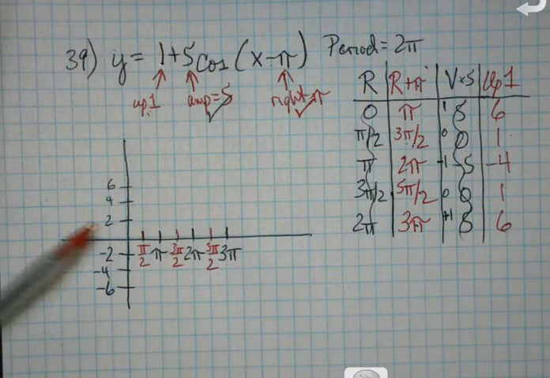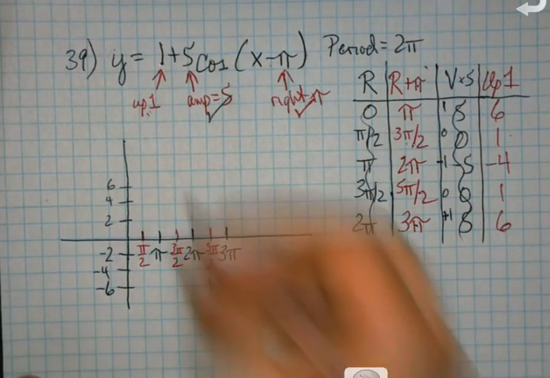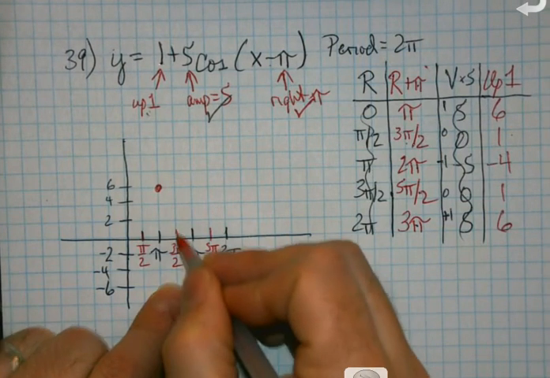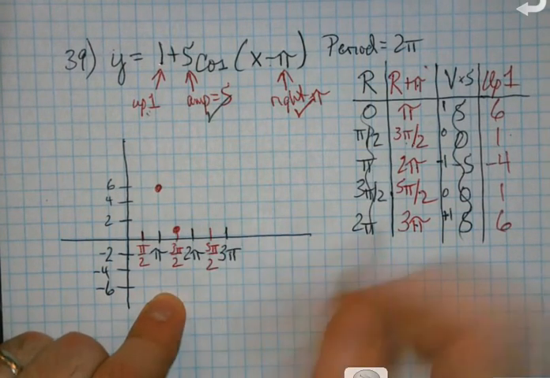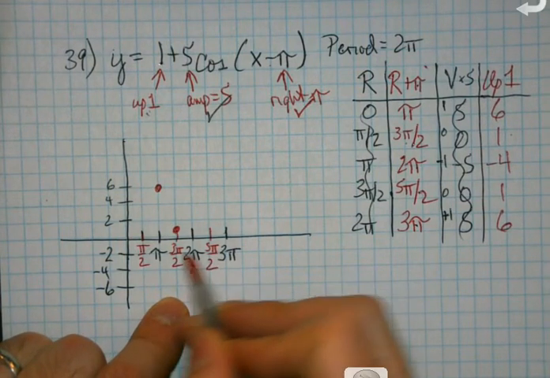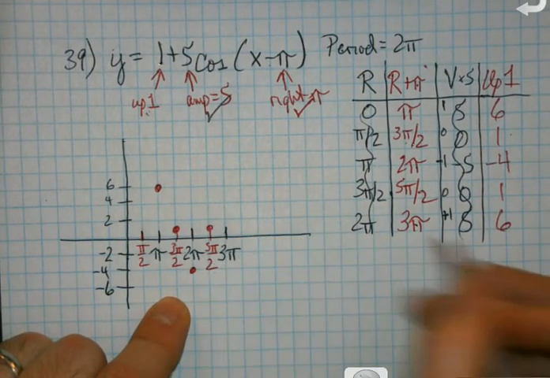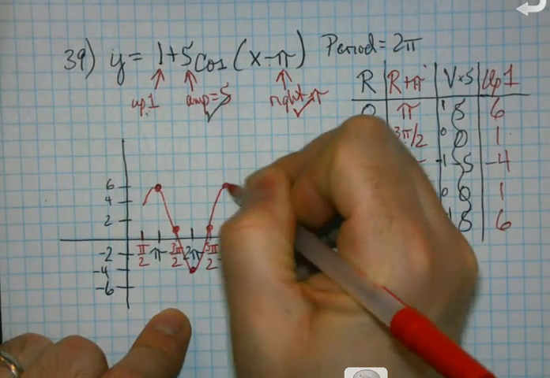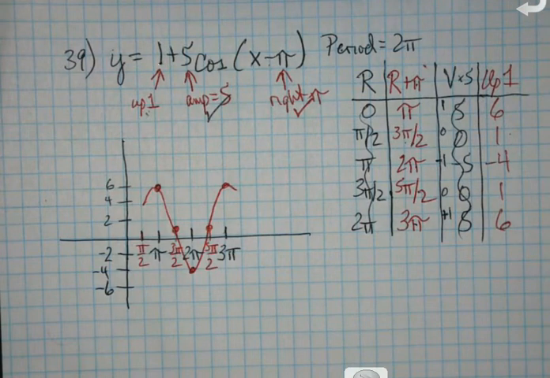So my first dot won't be back at 0, it's going to be at pi. So at pi, 3 pi over 2, we're down to 1. 2 pi, we're down to negative 4. 5 pi over 2, we're back up to 1. And 3 pi, we're back up to 6. And off we go. So can there be a lot of things going on? Absolutely. But that's why you take things in bite-sized pieces instead of trying to go, I got to do this all in 5 seconds.